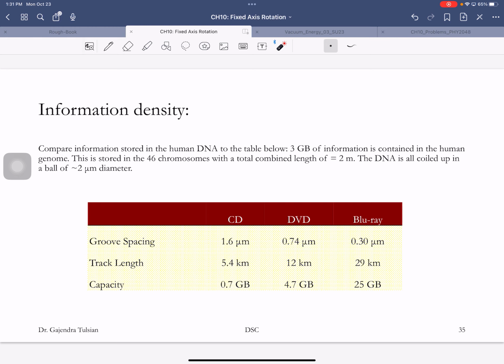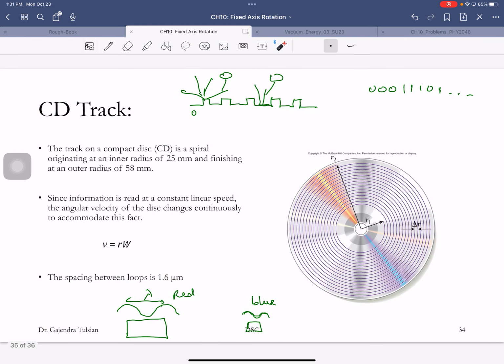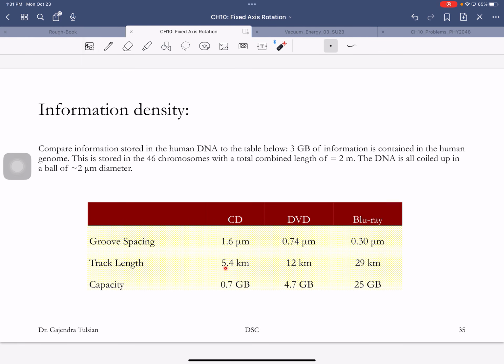So in the same area, the information content should be 25 times greater, 1 gigabyte to 25 gigabytes. So when you went from this longer wavelength to blue wavelength, the information content was 25 times greater.